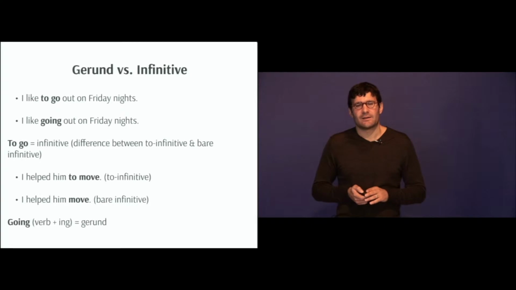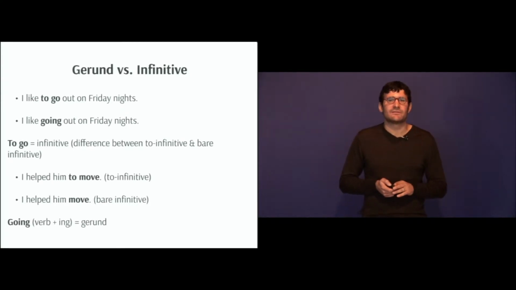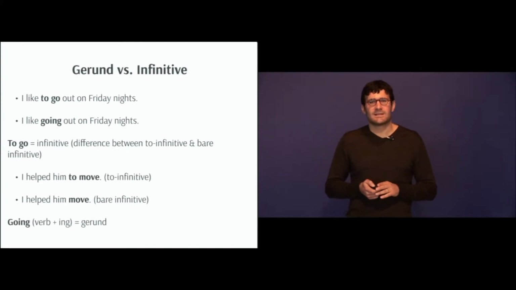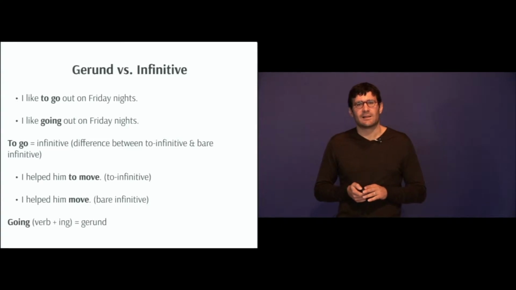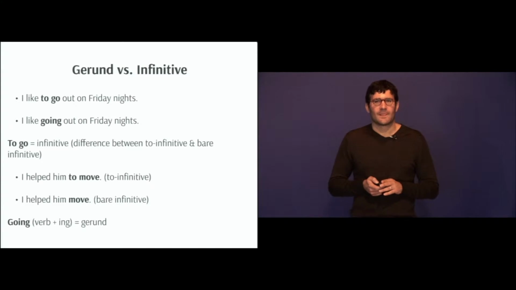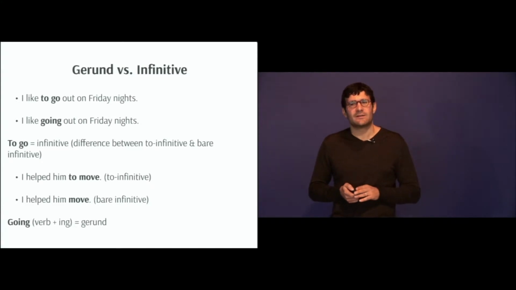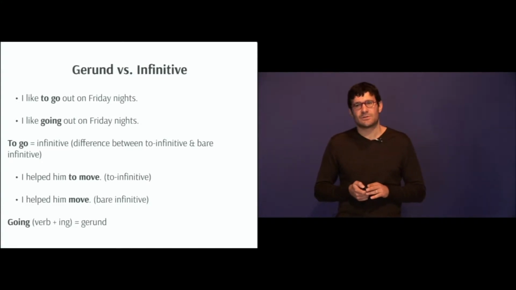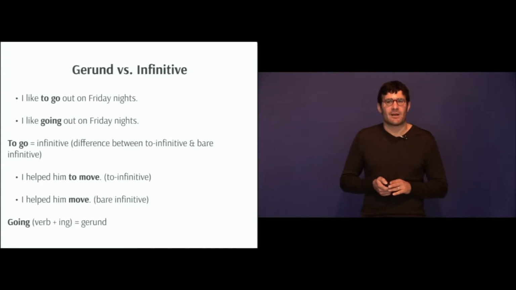The second problem that many German students have is gerund versus infinitive constructions. So let's take a look at these two sentences. I like to go out on Friday nights, and I like going out on Friday nights. In the first sentence, "to go" is an infinitive. Now we have a difference between a to-infinitive and a bare infinitive.